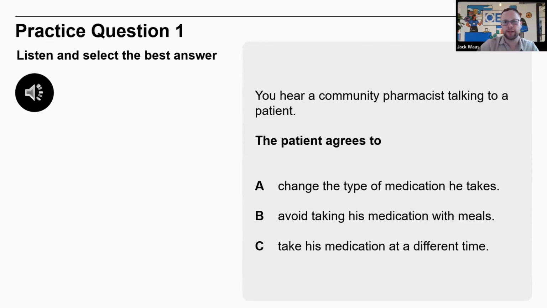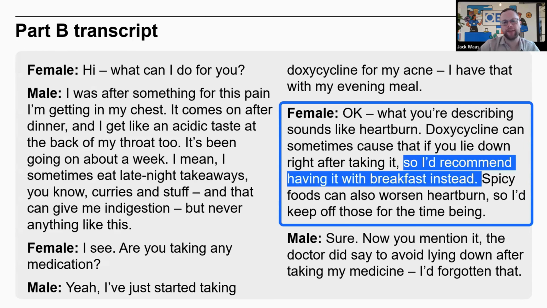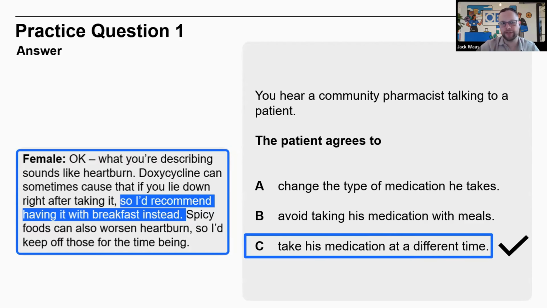As you're thinking of your answers and writing them down, I'm going to show you the transcript, highlighting where the answer is. It says, "I'd recommend having it with breakfast instead." That's where the answer would be. So what does the patient agree to do? The answer would be letter C, take his medication at a different time. That's what the patient is agreeing to do.